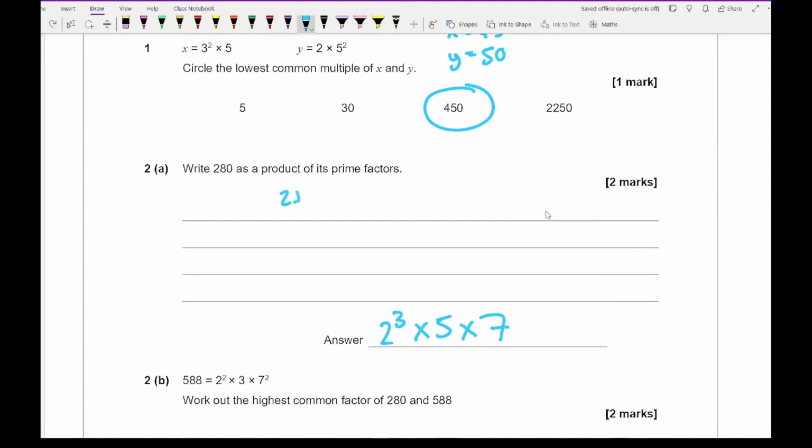Now what you could have done is used a bit of working out. You could have done a factor tree, and again, the starting numbers could be entirely up to you. 35 and 2, 5 and 7, and there we've got our answer.